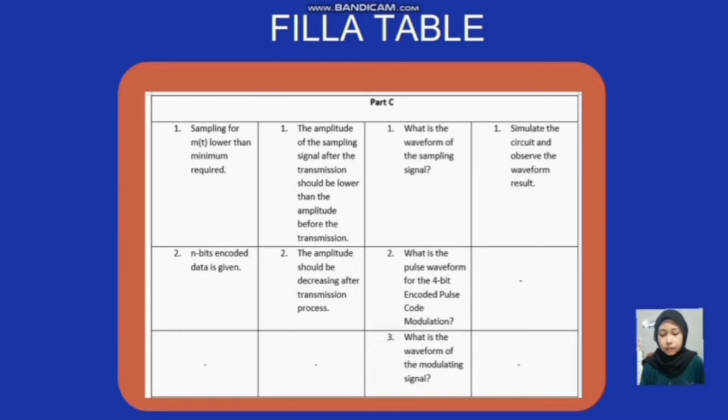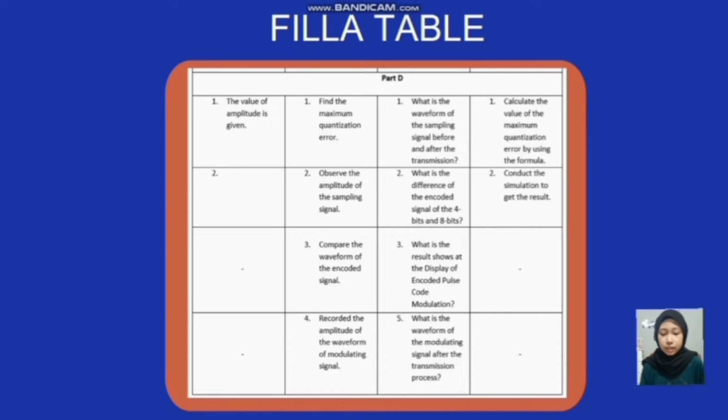For the ideas, the amplitude of the sampling signal after the transmission should be lower than the amplitude before the transmission, and the amplitude should also be decreasing after the transmission process. For the learning outcomes, what is the waveform of the sampling signal, what is the pulse waveform for both n bit encoded pulse code modulation, and what is the waveform of the modulating signal. And our action is also to simulate the circuit and observe the waveform results, same as the others.